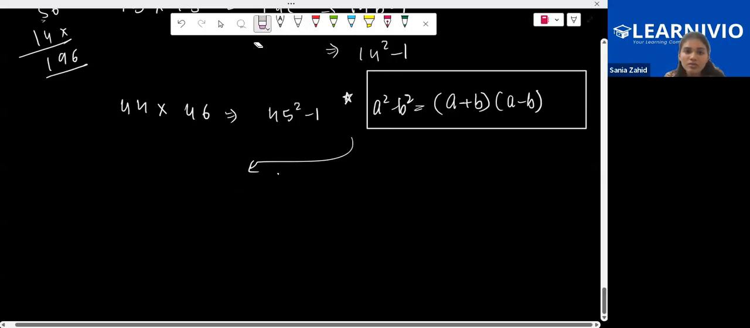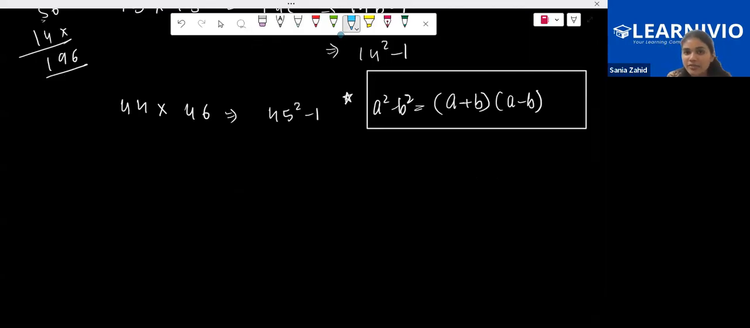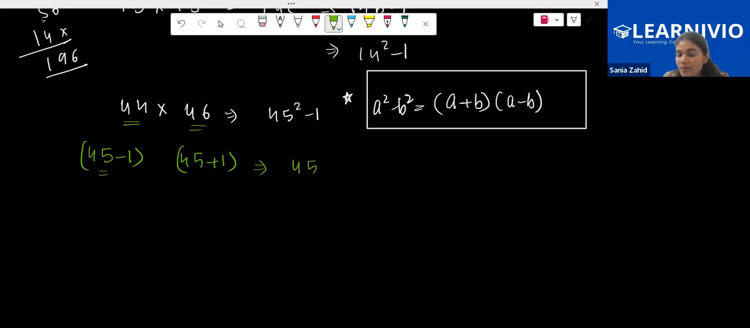Now let's come back to this question. Look very carefully. What do I have? I have 44 and 46. So I can represent 44 as 45 minus 1 and 46 as 45 plus 1. Isn't it obvious that this is actually a square minus b square, the same identity, a plus b, a minus b? So this can be written as a square, what is a? 45, minus b square, what is b? 1, so 1 square. Either you can write like this or you can directly write 45 square minus 1.